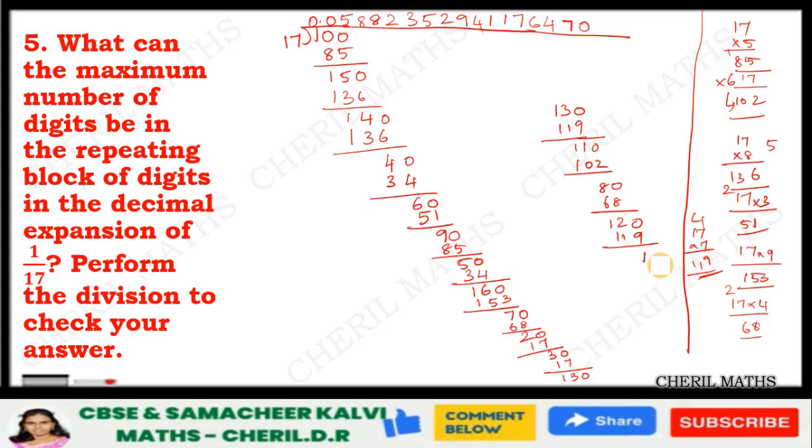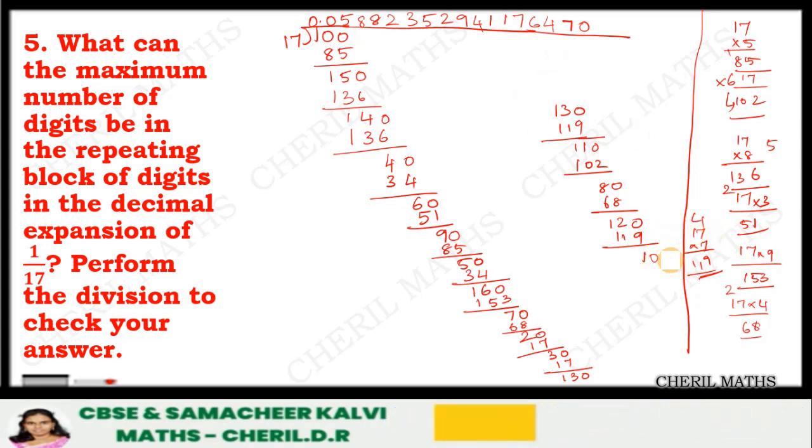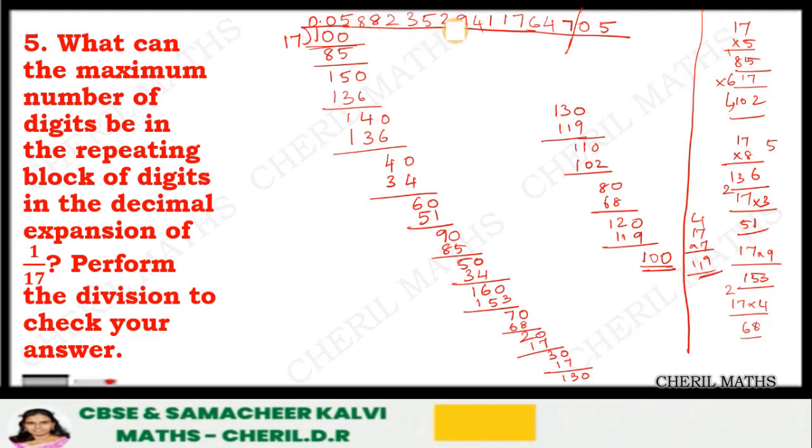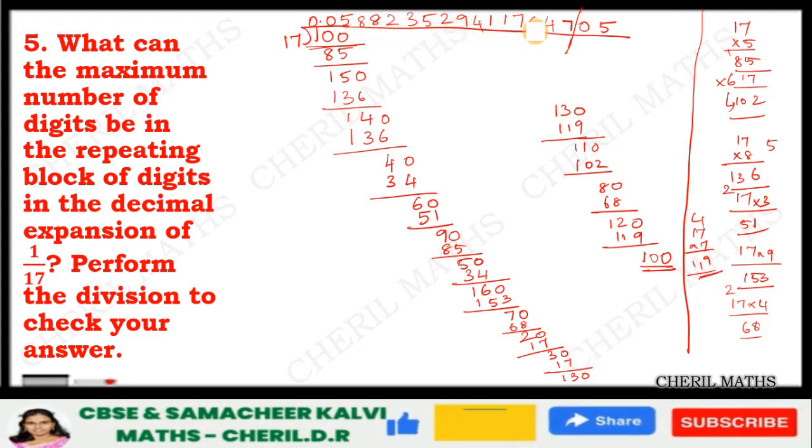Again what will I do? It doesn't go. So 1 will not go, so we'll put a 0. I have put a 0 again 5 times. So now you see the same cycle is going to start repeating. So this is our answer. Till this you will have tried, because after this it's going to repeat. So how many digits are there? Let's count. 1, 2, 3, 4, 5, 6, 7, 8, 9, 10, 11, 12, 13, 14, 15 and 16.